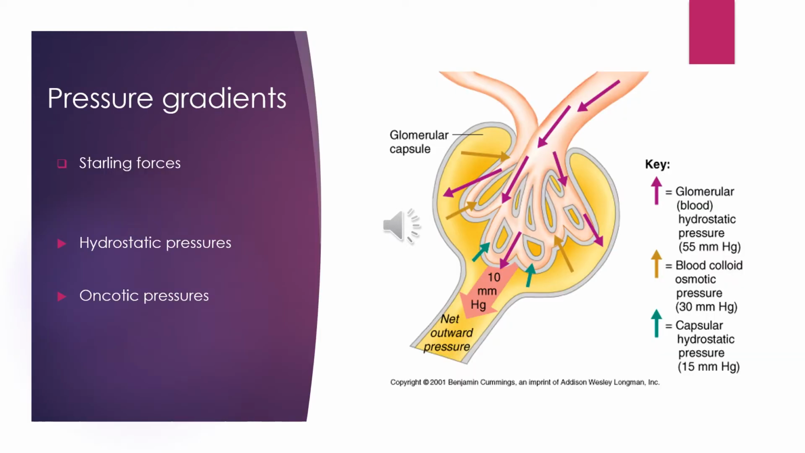Pressure gradients. All the pressures involved in determination of filtration are called Starling forces of filtration. Here in the glomerular filtration, the pressures involved are hydrostatic pressures and oncotic pressures. And the Starling hypothesis states that the net filtration through capillary membrane is proportional to the difference between hydrostatic pressure gradient and oncotic pressure gradient across the filtering membrane. So let's see one by one what these pressures are.